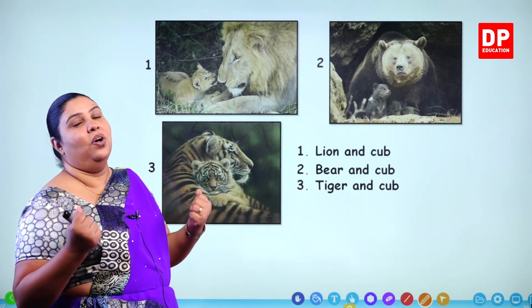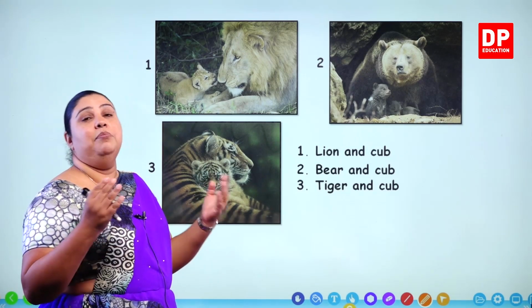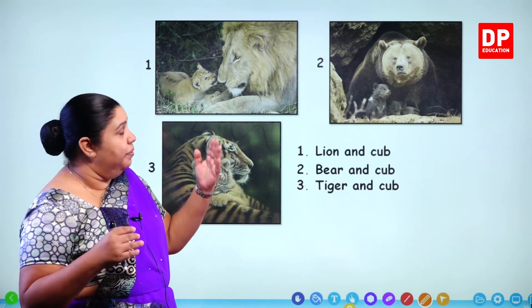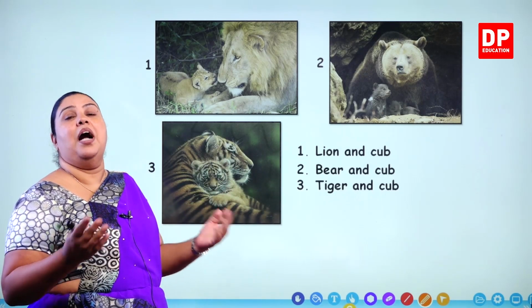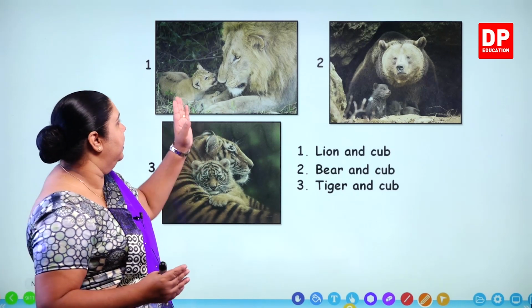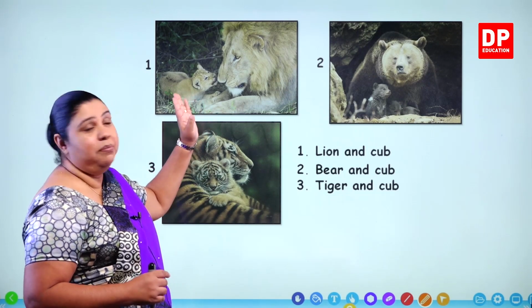Tiger's little one is called the cub. The lion's little baby is called the cub. And the bear's little baby is called the cub. Can you see? Now who is the name of the big animal here?